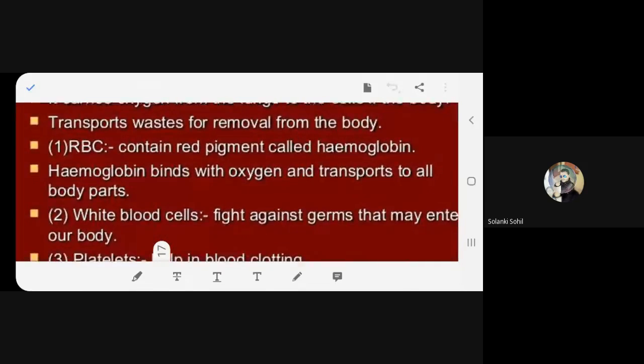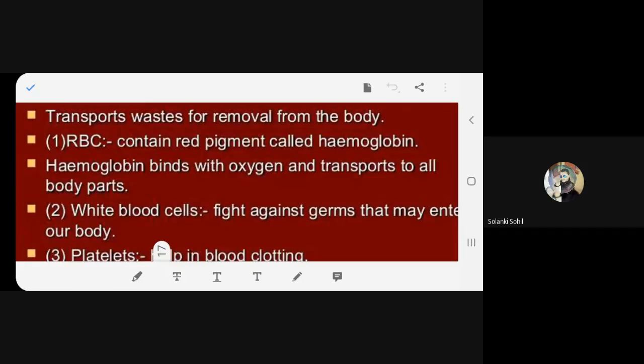While pumping the blood, what else is it doing, beta? See, read it. It transports wastes for removal from the body. Which waste are we talking about? Carbon dioxide. Very good, excellent.